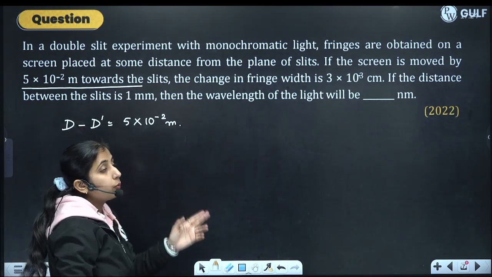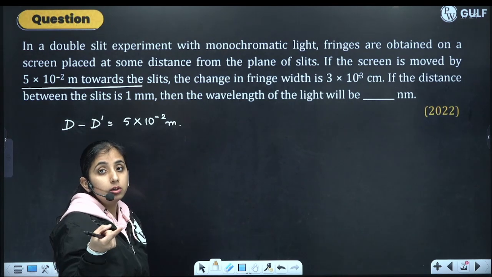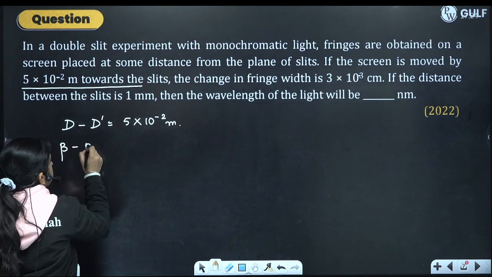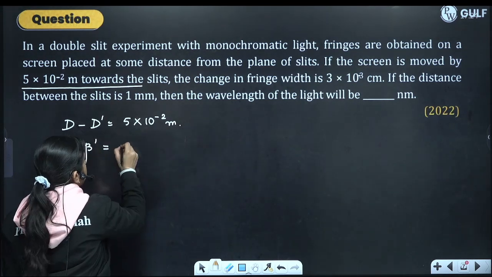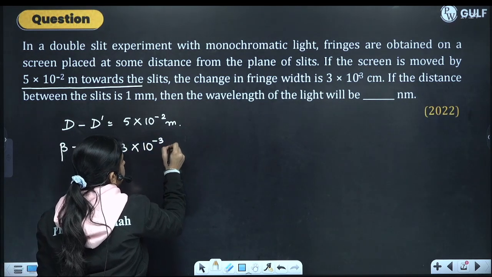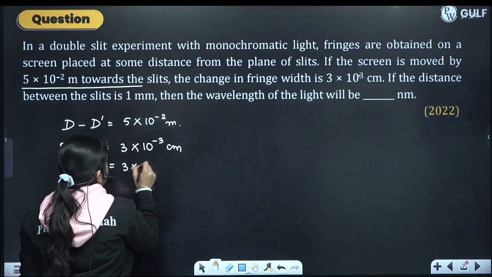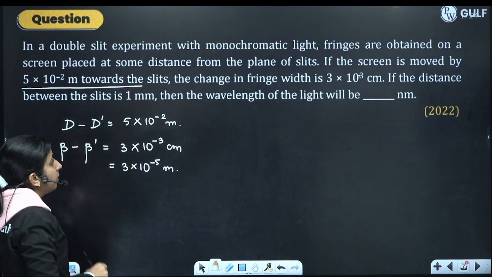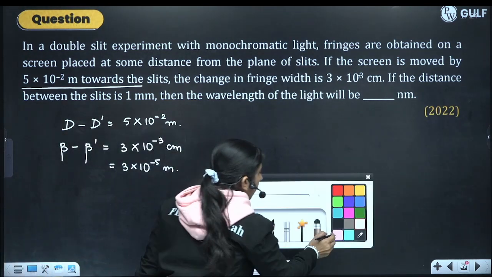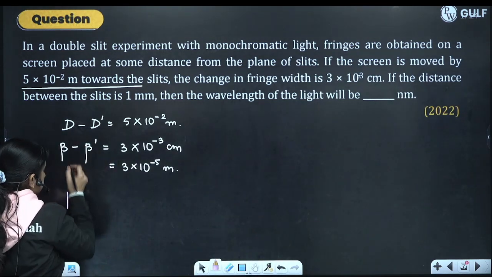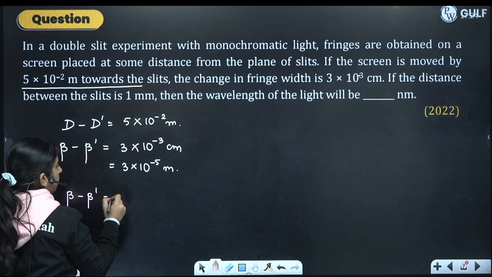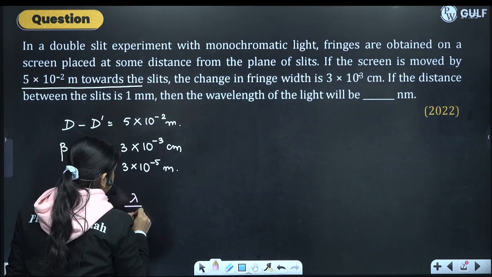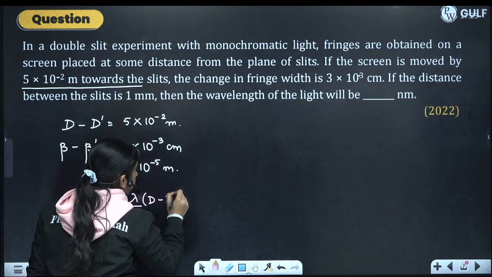The change in fringe width, we know that fringe width is directly proportional to D. So if the distance decreases, beta will decrease. So beta minus beta prime, the change in fringe width, is 3 into 10 raised to the power minus 3 centimeter, which is 3 into 10 raised to the power minus 5 meters. The distance between the slits is 1 millimeter. We have to find the wavelength of the light used. So substitute: beta minus beta prime will be equal to lambda by d into D minus D prime.